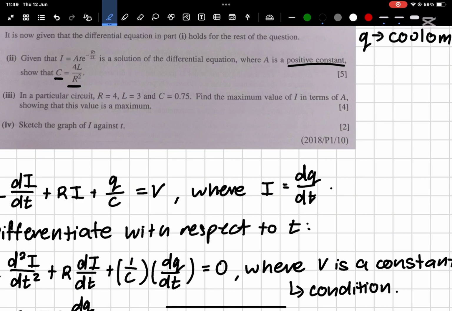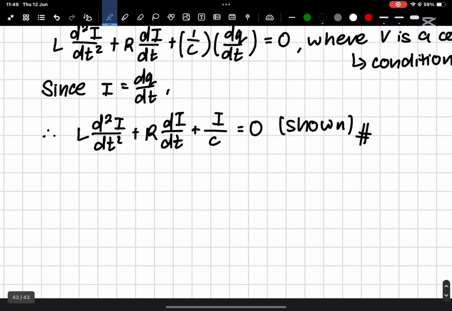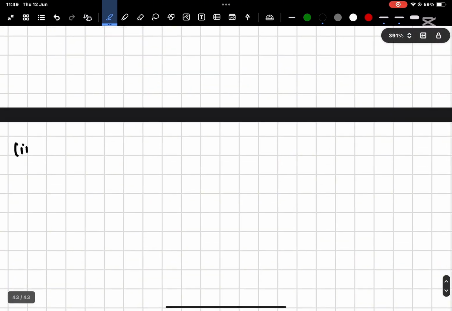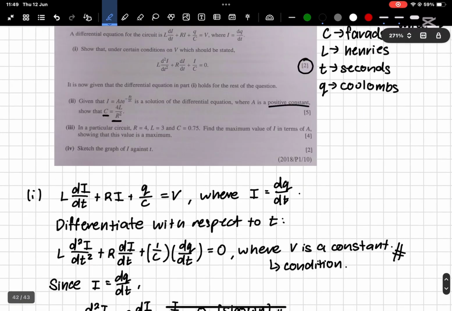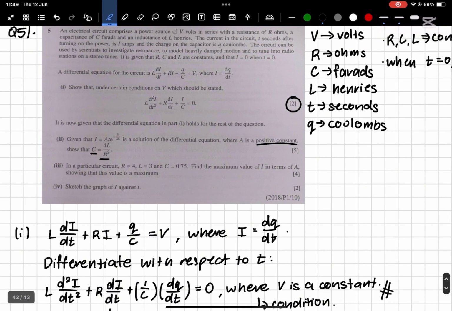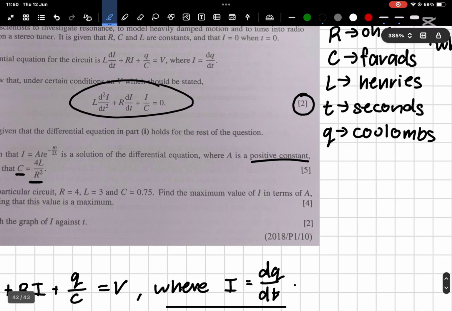Okay. So given all this information, we can now carry on with part 2. So you know your current is A T e^(-R/2L t). Okay? So what you want to do is find C, where C is a constant. So you should be using your original equation. You should try and get all these individual terms into your equation.